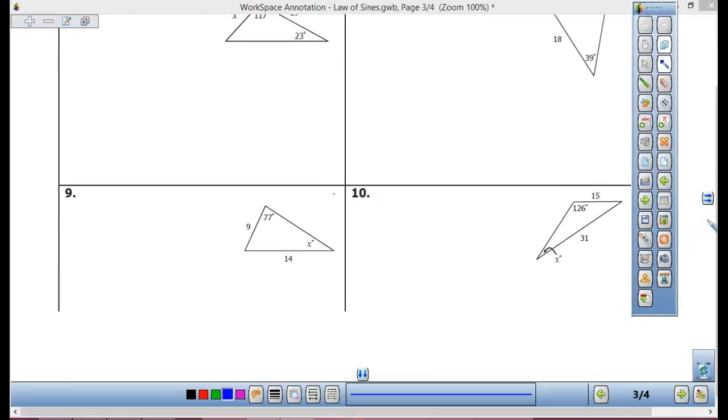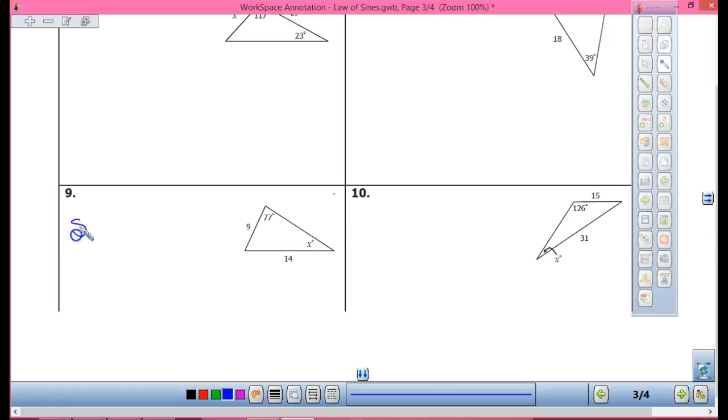Because now they are looking for angles. Okay? So now, when I'm setting this up, I would set this up as sine of x over 9 equals sine of 77 over 14. Okay, so 9 times the sine of 77 equals 14 times the sine of x.